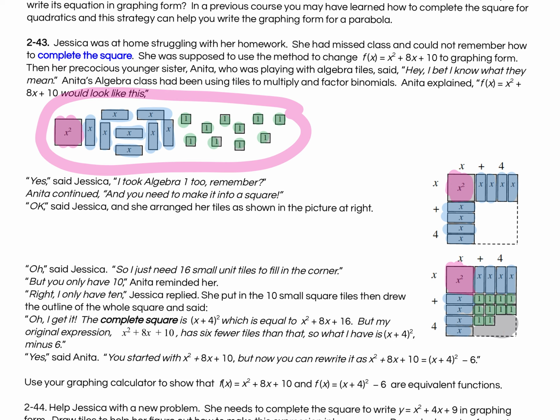If we look at how many tiles are actually missing, it looks like we're missing 1, 2, 3, 4, 5, 6. So I can rewrite that expression as x plus 4 squared minus 6. And again, that's because my square has dimensions of x plus 4, so it's x plus 4 times itself. But I'm actually missing 6 tiles from that expression. The number of tiles that I actually have on hand that I started with is 6 less than what this expression has.